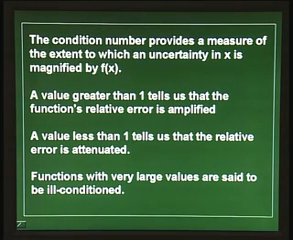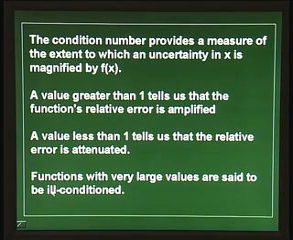Okay, so it is summarized here that the condition number provides a measure of the extent to which the uncertainty in x is magnified in the function. A value greater than 1 tells us that the function's relative error is amplified, and a value less than 1 tells us that the relative error is attenuated. Functions with very large values are said to be ill conditioned.